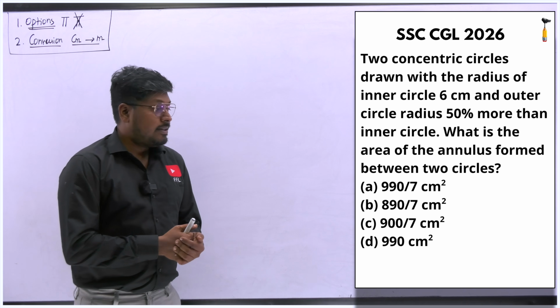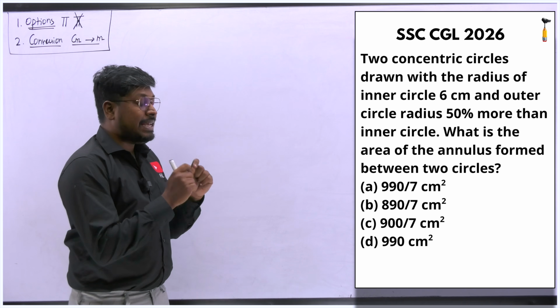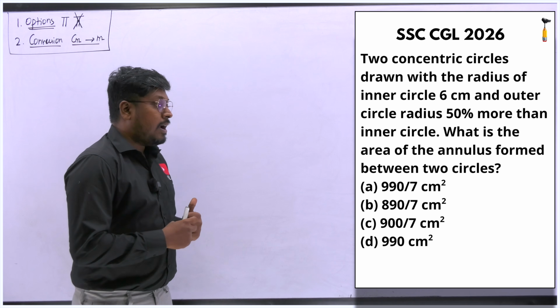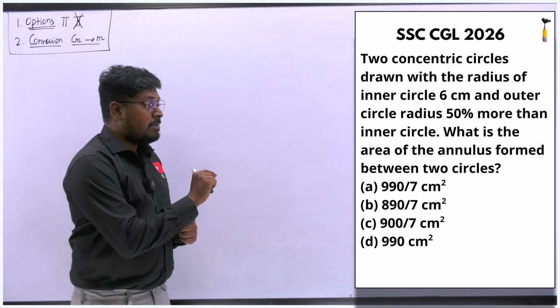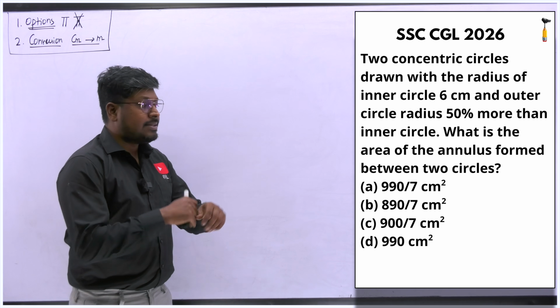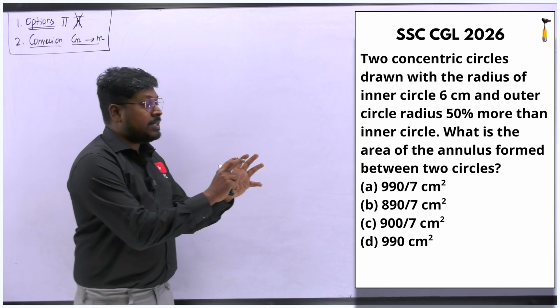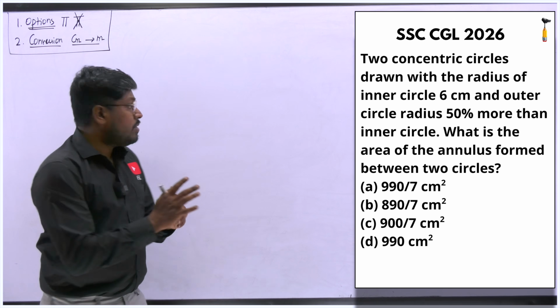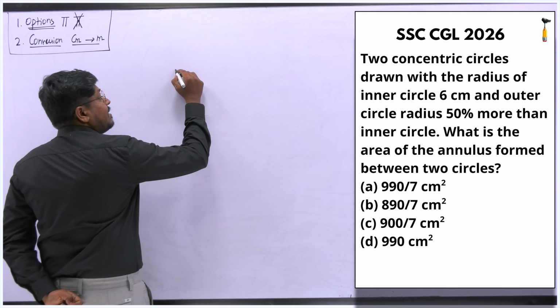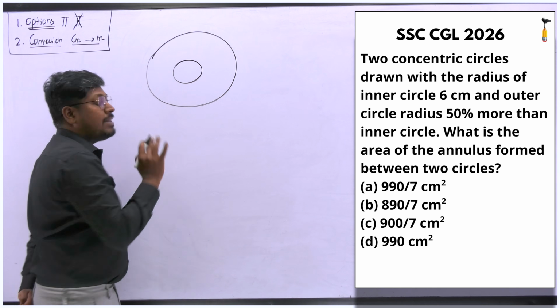Question number 8. Two concentric circles are drawn with the radius of the inner circle 6 centimeter and the outer circle 50% more than the inner circle. What is the area of the annulus? That is the area which is formed between two circles. So see, the question starts with two concentric circles. Just now at the initial part of this video I told you, if there is one circle inside another circle, it is called a concentric circle.